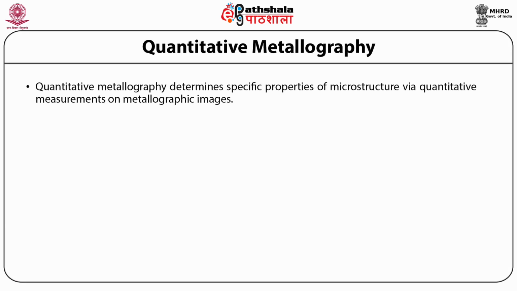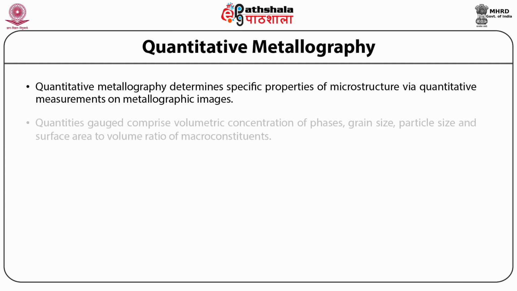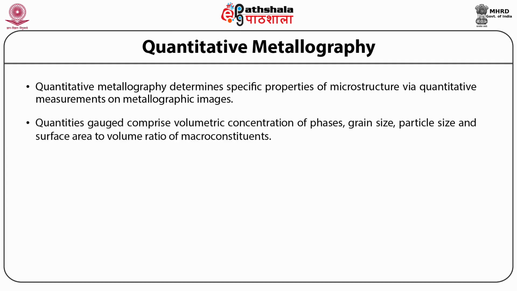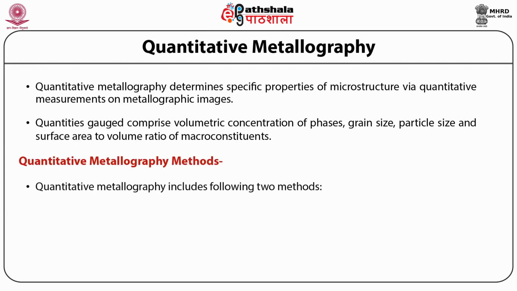Quantitative metallography determines specific properties of microstructure via quantitative measurements on metallographic images. Quantities gauged comprise volumetric concentration of phases, grain size, particle size, and surface area to volume ratio of macro constituents. Now the quantitative metallography methods include two ways. First one is the comparison method and second one is the measurement method.